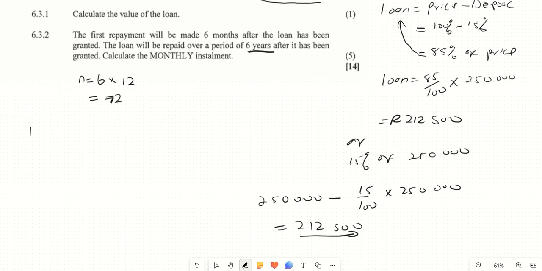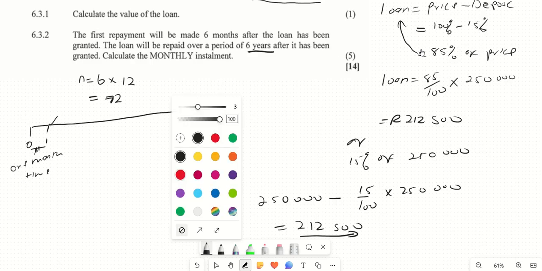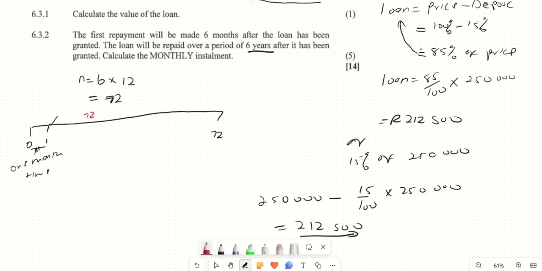So now let's go to the timeline and see how this works. This is the timeline starting from 0. This is where the loan was granted. This is 1. In between here, we talk about 1 month's time, because this is done in months. If it was quarterly, we'd mention that this is 1 quarter's time. The first payment has to be made at 1, and they end at 72. This means there will be 72 installments. So let's check if this person paid 72 installments.